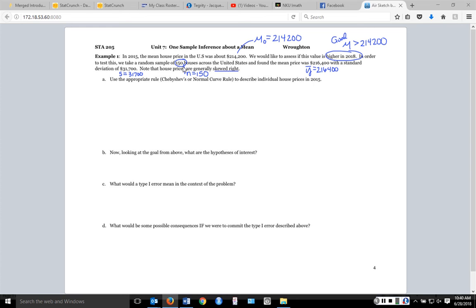So first, looking into some older stuff here. Using our appropriate rule, either Chebyshev's or the normal curve rule, sometimes referred to as the empirical rule, we're going to describe individual house prices that happened in 2015. So first, let's talk about which rule. Should I use Chebyshev's or the normal curve empirical rule? Well, it tells me that house prices are skewed right. So that means the normal curve rule is going to be out. So I am going to need to use Chebyshev's rule.